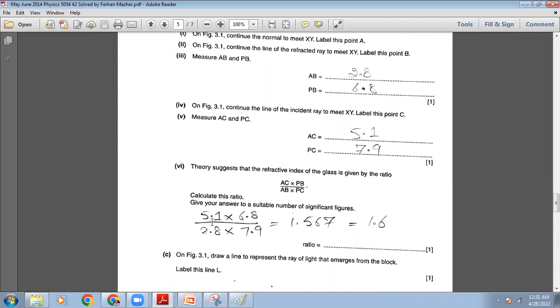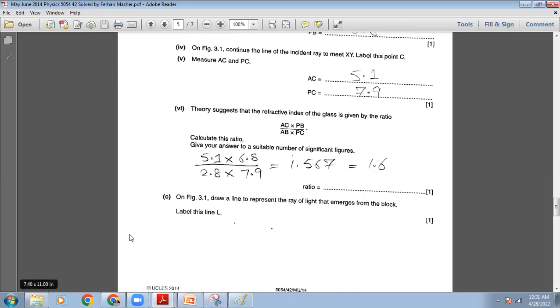AC value is 5.1, multiply PB value is 6.8. The AB value is 2.8 and the PC value is 7.9. Put these values, you will get 1.6 as the final answer. So the refractive index is 1.6.